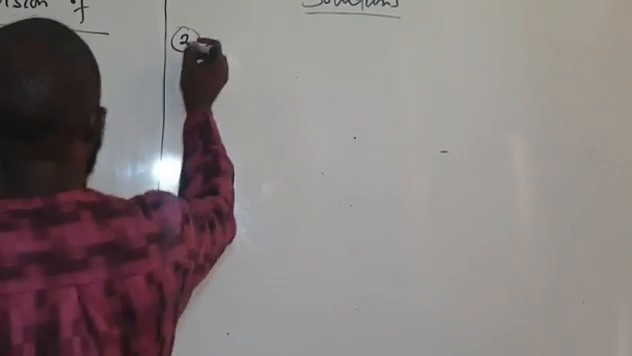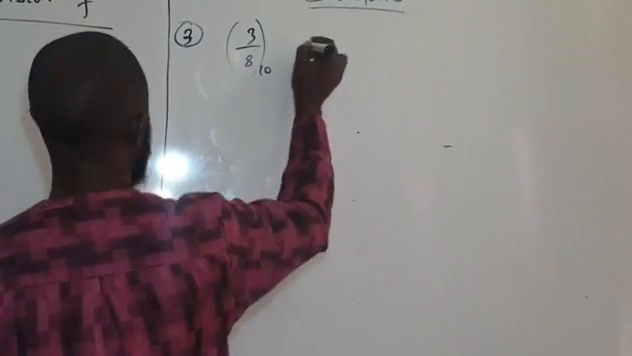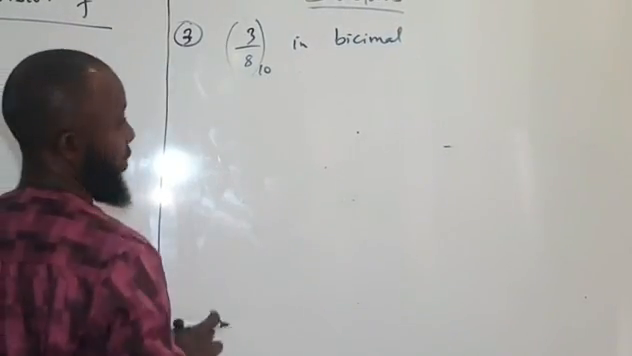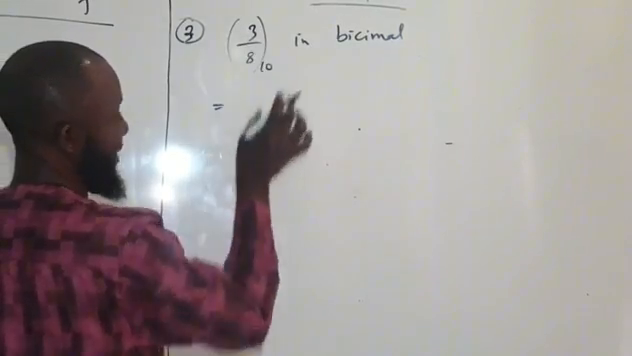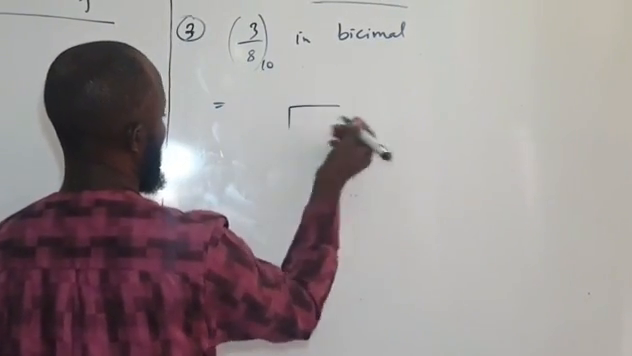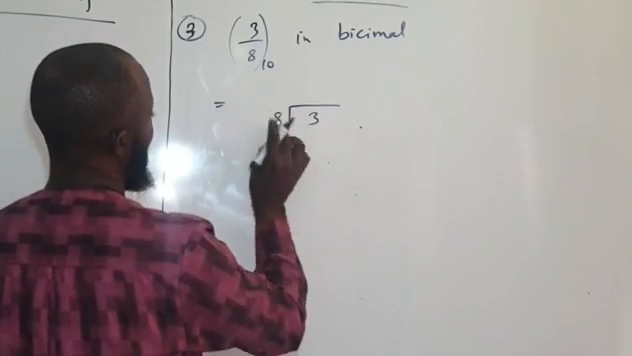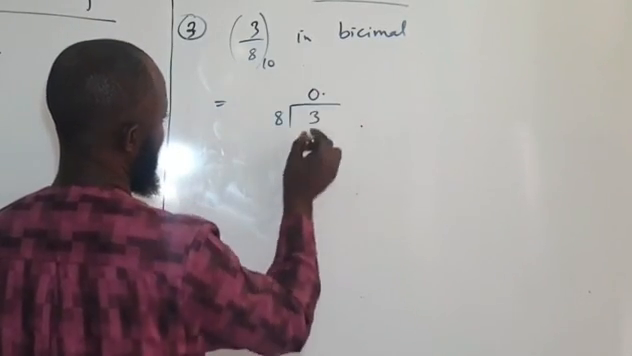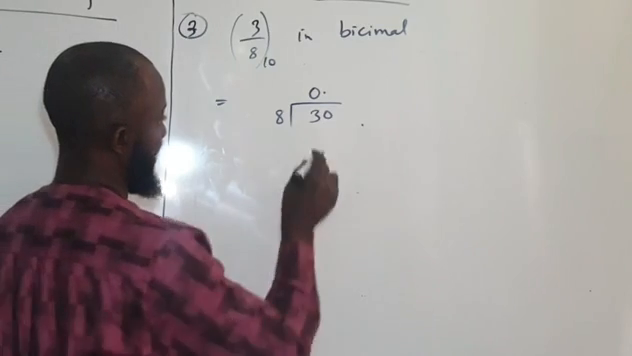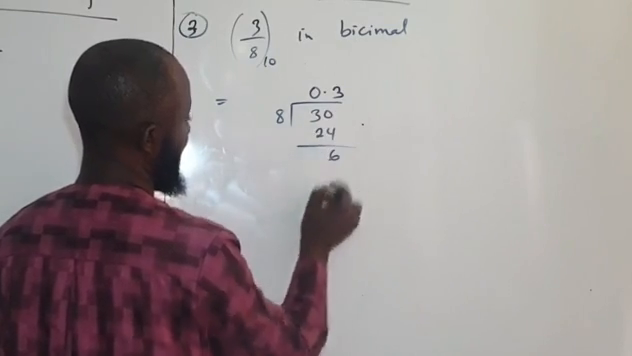That's example 3 now. So express 3 over 8, which is in base 10, in decimal. So this one, you can see this is in base 10. What we are going to do, let's divide it with our normal division. By using long division method, this is 3, this is 8, right? So 8 in 3 is 0 point. Then we add 0 to this one. 8 in 30 is 3, which is 24. We subtract it, we have 6.